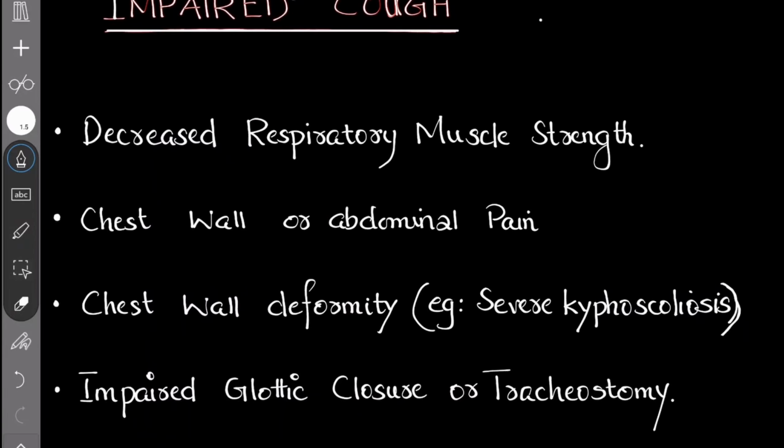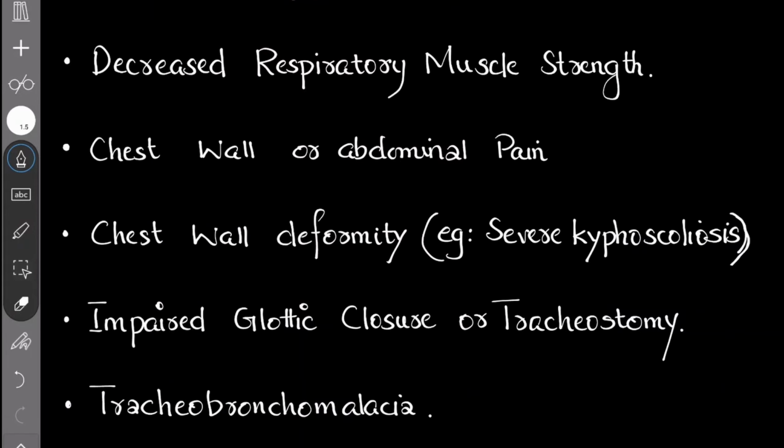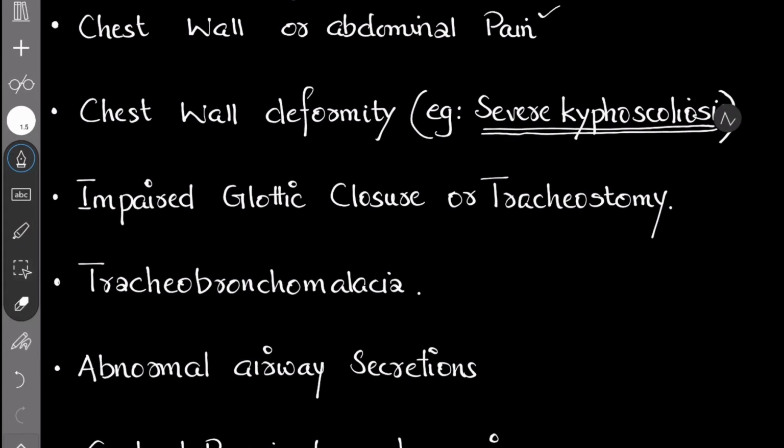So what causes impaired cough? Decreased respiratory muscle strength is one cause. Next, chest wall or abdominal pain. Next are chest wall deformities like kyphoscoliosis, which we all know. Next is impaired glottic closure or tracheostomy.